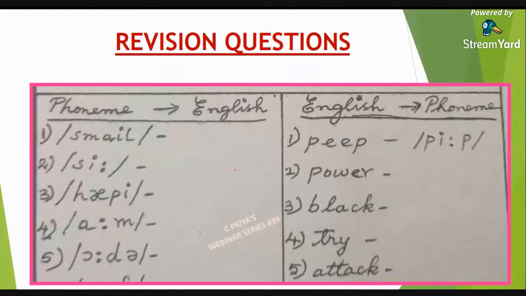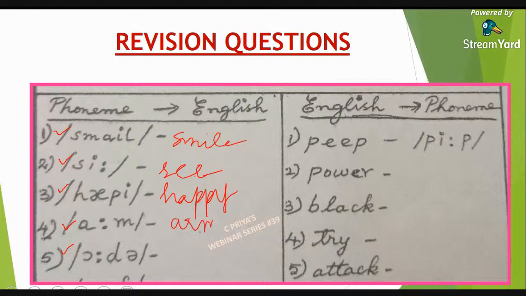You can take a screenshot of this slide. Can you type answers for these five, 1, 2, 3, 4, and 5? First one, can you type the answer? Smile, for the first one. Smile. Happy. Happy. Order.